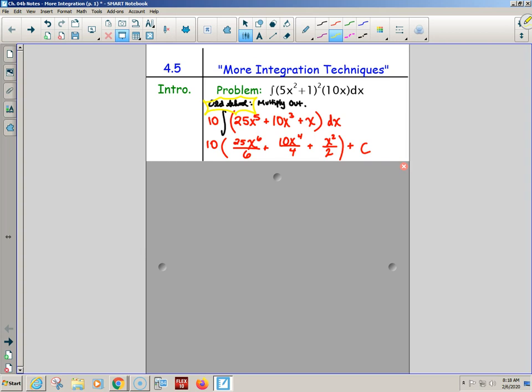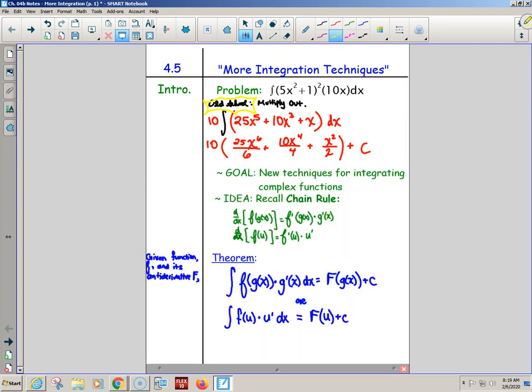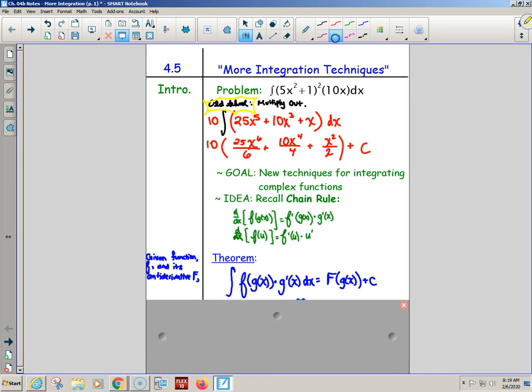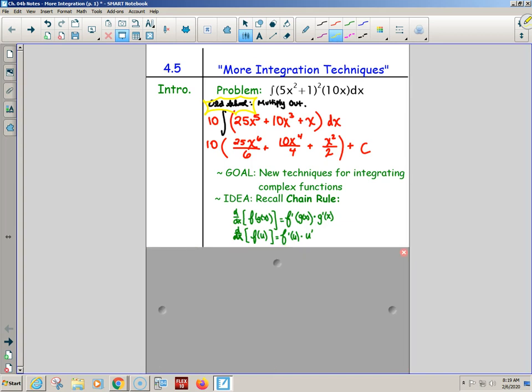U prime. Maybe. Oh my goodness, I'm looking at the derivative and there's a u prime. Wait a minute. If there's a u prime, is there a way to deal with this? Okay. Maybe that's a little too much. Hold on. Okay, there you go. Goal, a new technique for integrating complex functions.